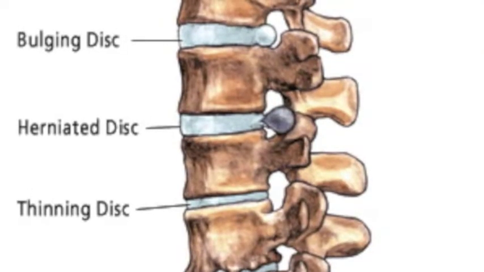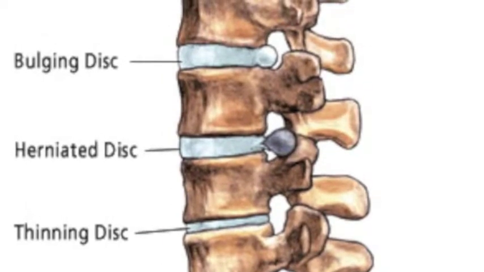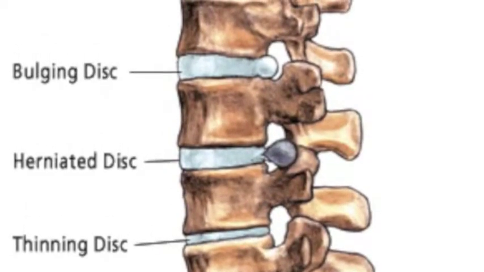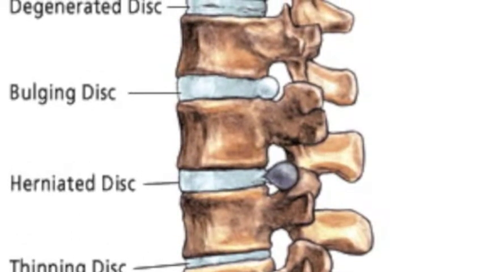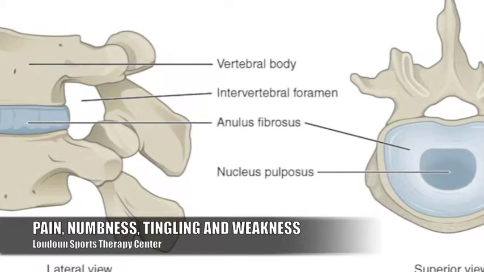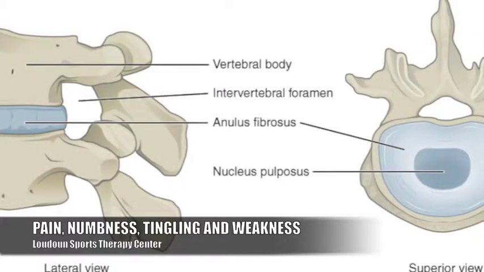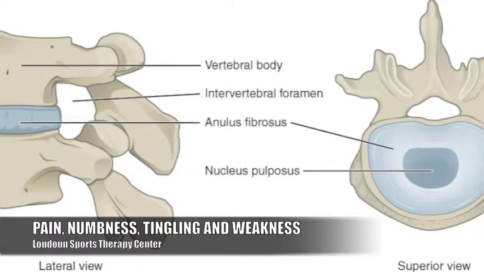A bulging disc incorporates the outer layer of the disc material coming out from the middle of the space. A herniated disc involves the central portion of the disc actually protruding out, which is much more severe, causes a lot more compression. Then as the compression continues to get worse, you then not just have pain, but you also have numbness, tingling, and weakness that may occur into the legs.